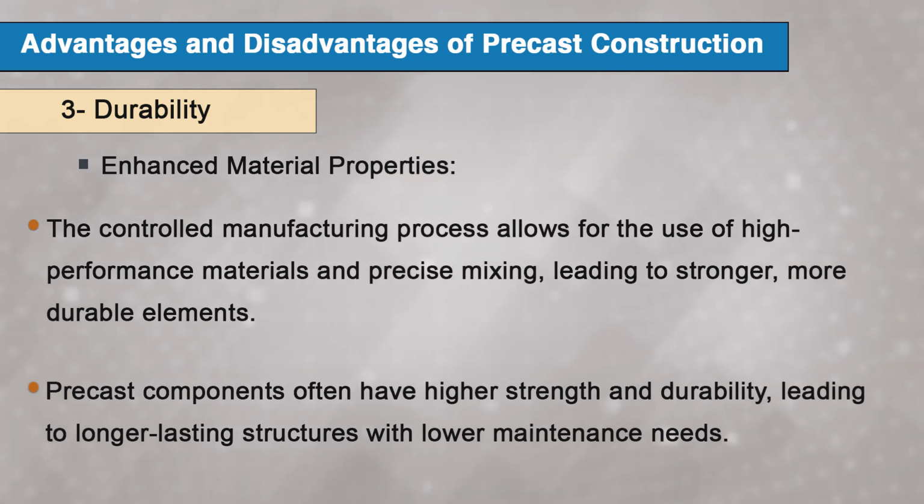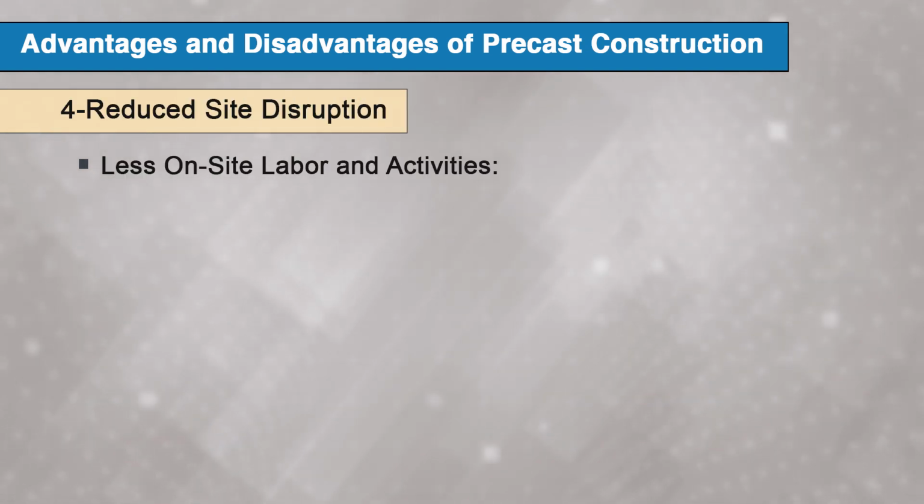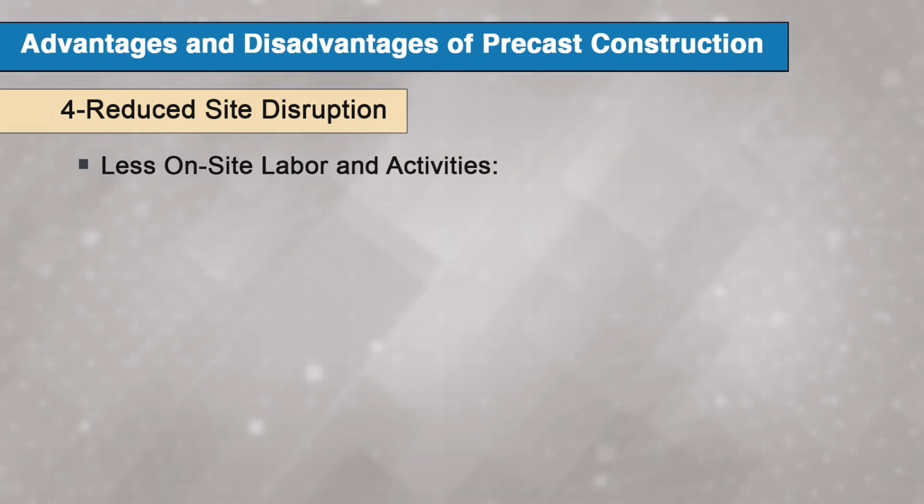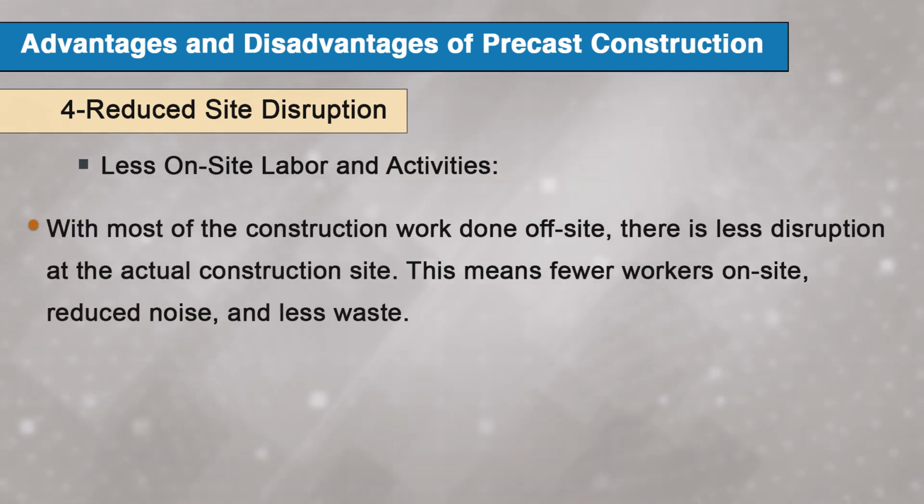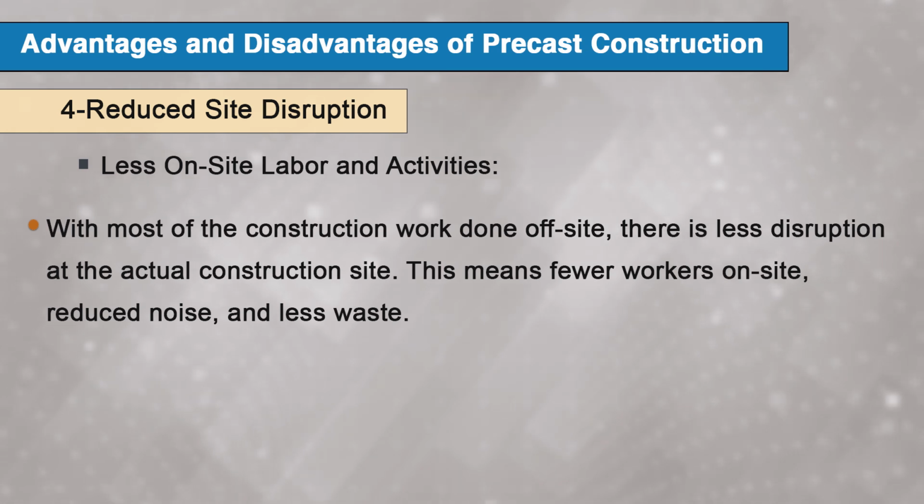For example, precast concrete elements are often more resistant to environmental factors like freeze thaw cycles, ensuring longevity even in harsh climates. Next is reduced site disruption. There is less on-site labor activity. With most of the construction work done off-site, there is less disruption at the actual construction site. This means fewer workers on site, reduced noise and less waste.